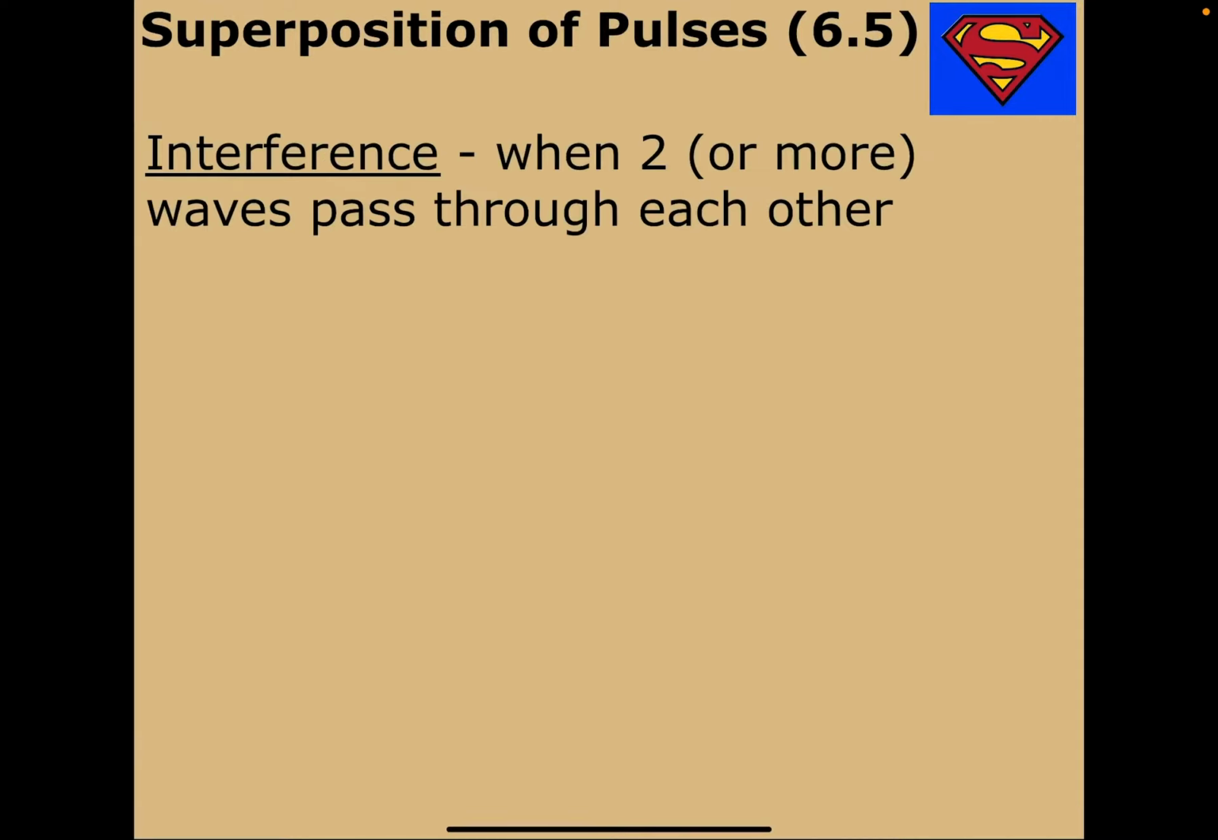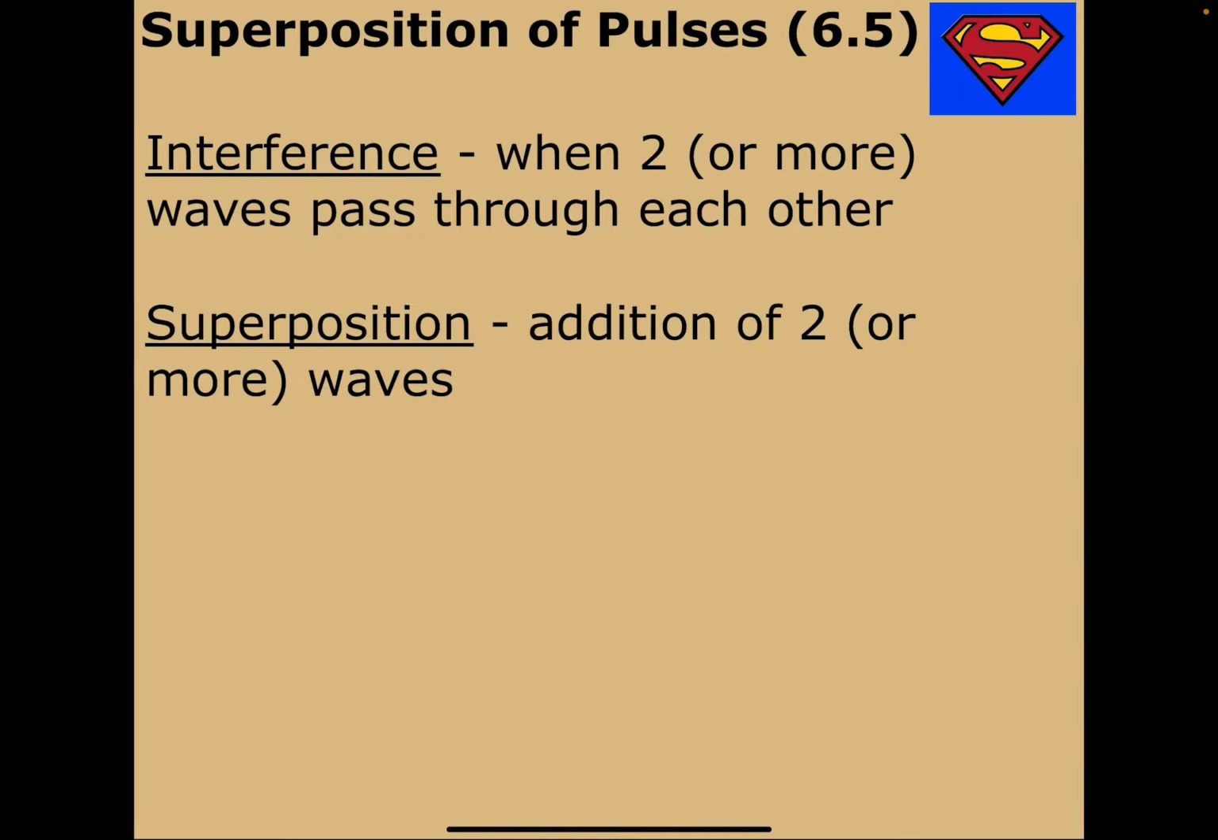Superposition of pulses is really just to do with interference. Interference of waves or interference of pulses. When we're talking about pulses, we're usually talking about waves of some kind. Interference is when two or more, but we'll focus on two, when two waves pass through each other. And superposition is the addition of those two or more waves as they pass through each other.